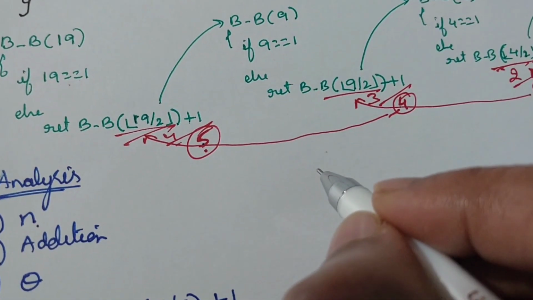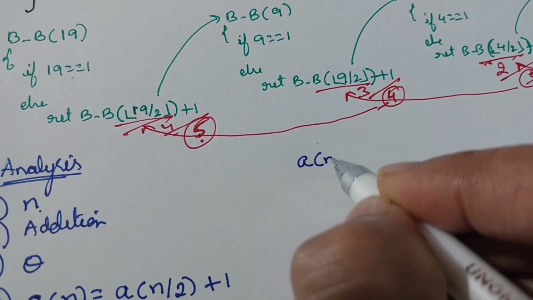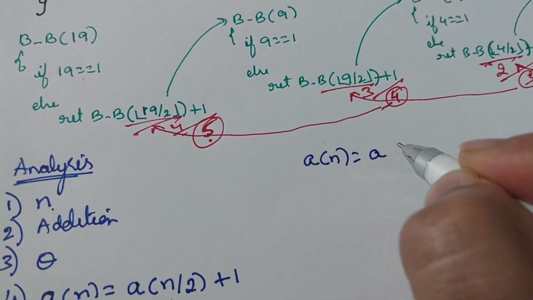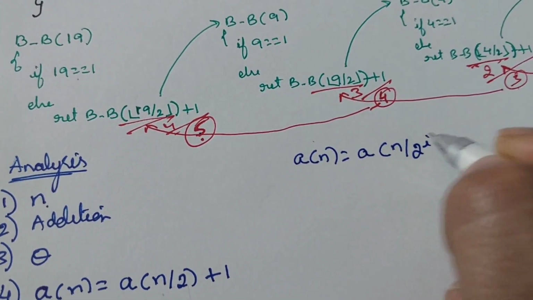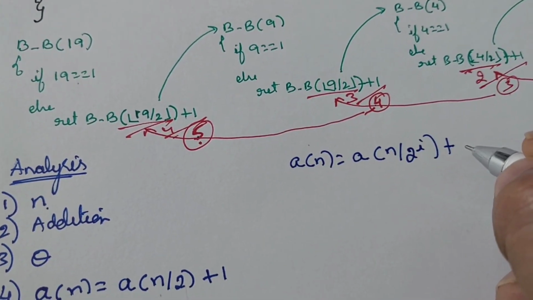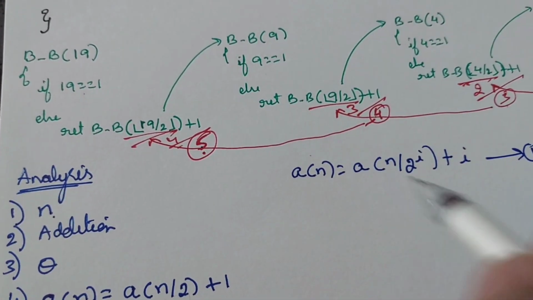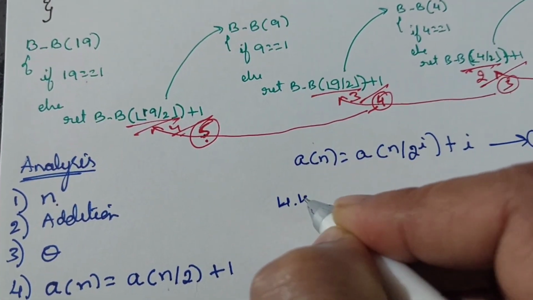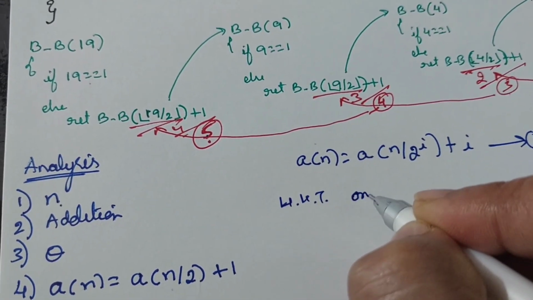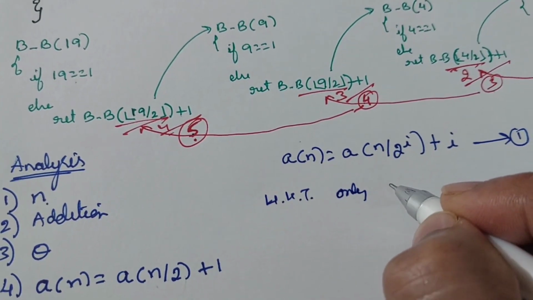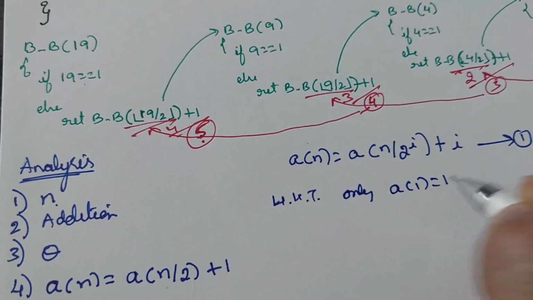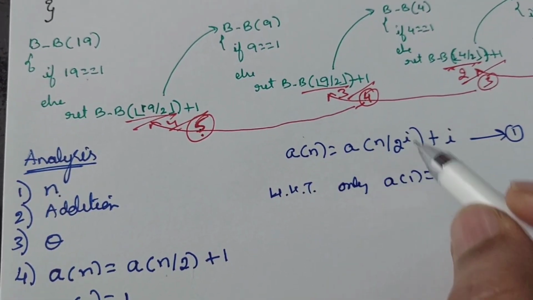So finally I will write it as a of n is equal to a of n by 2 to the power of i, plus i. I will call this equation 1. But what we know is only that a of 1 is equal to 1. So we need to make this term 1.